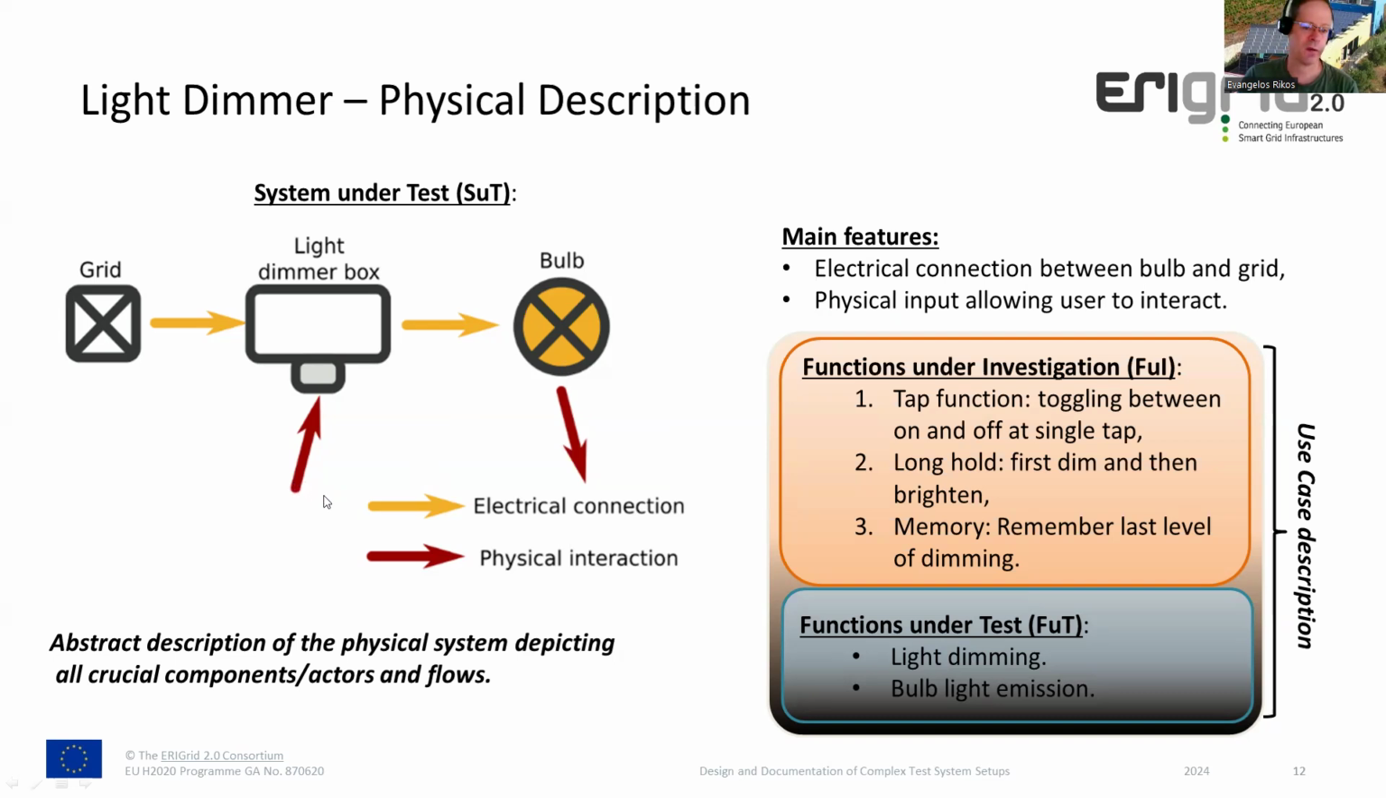The main scope of this test in this example is the investigation of three different functionalities. One is the tap function, that is toggling between on and off at single tap. The second one is the long hold, that is first to dim and then to brighten the light bulb. And the third one is memory, that is remembering the last level of dimming. Of course, these functions under investigation are connected to some other functions, here listed as light dimming and light bulb emission, under the category of functions under test. And these affect the behavior of the system. These functions under test are pretty much defined in the use case description.